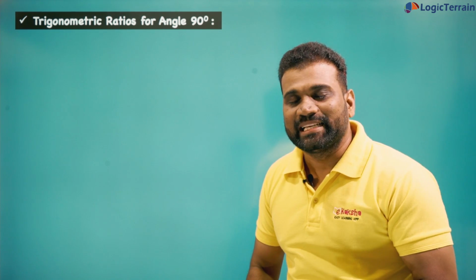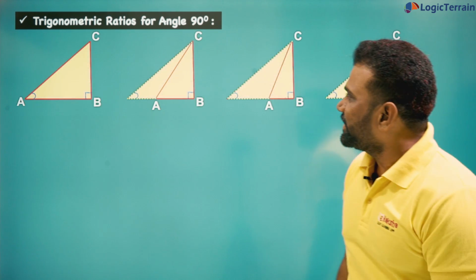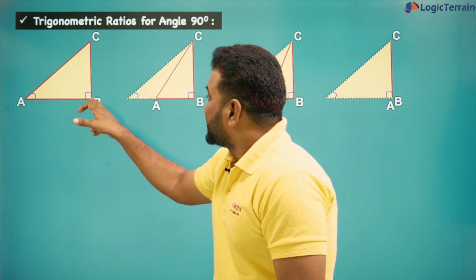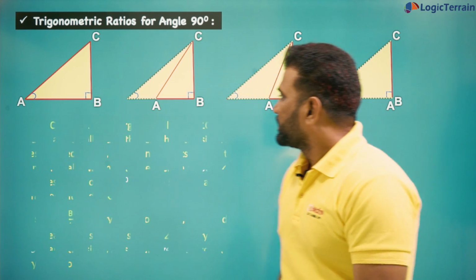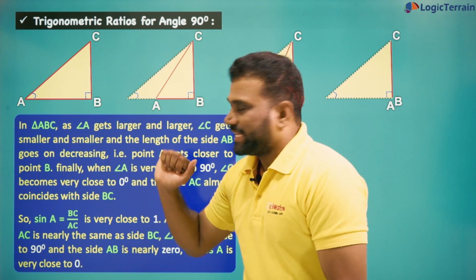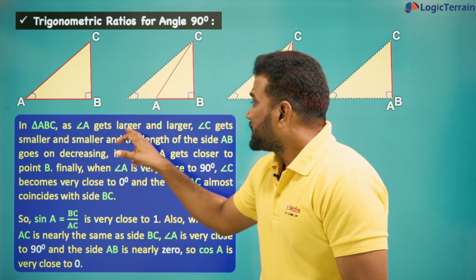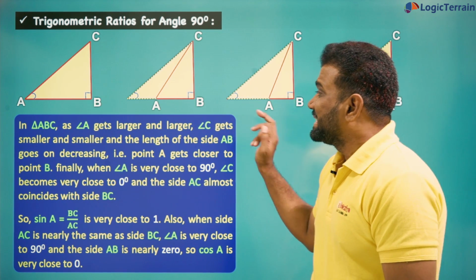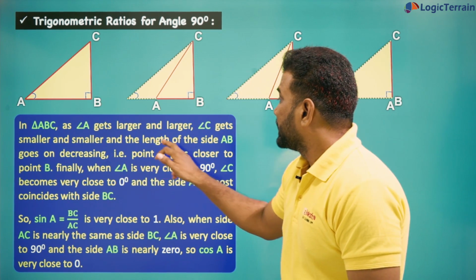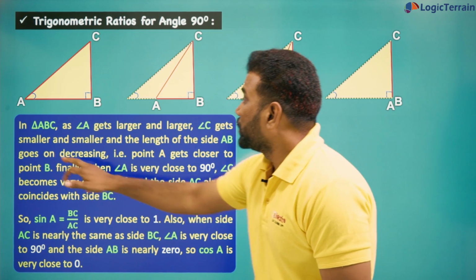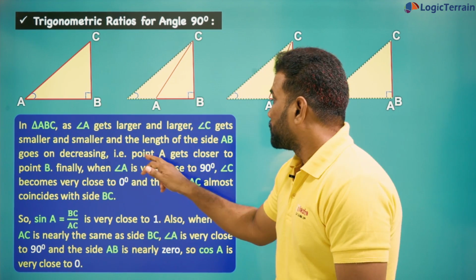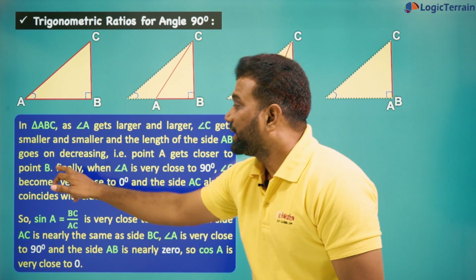This is also tricky, concentrate. So in right angle triangle ABC, right angled at B. In triangle ABC, as angle A gets larger and larger, angle C gets smaller and smaller, and the length of the side AB goes on decreasing. That is, point A gets closer to point B.